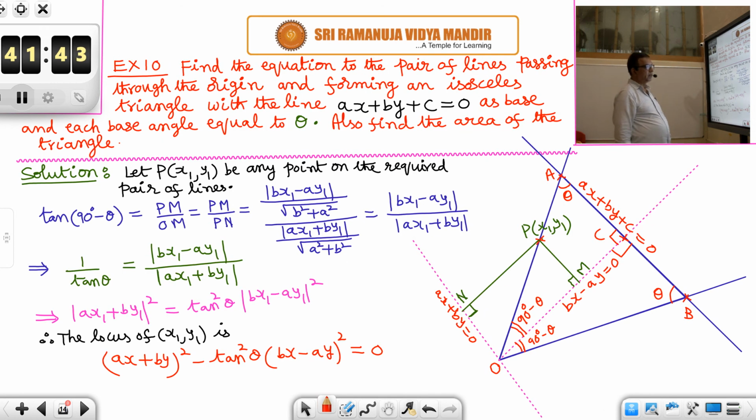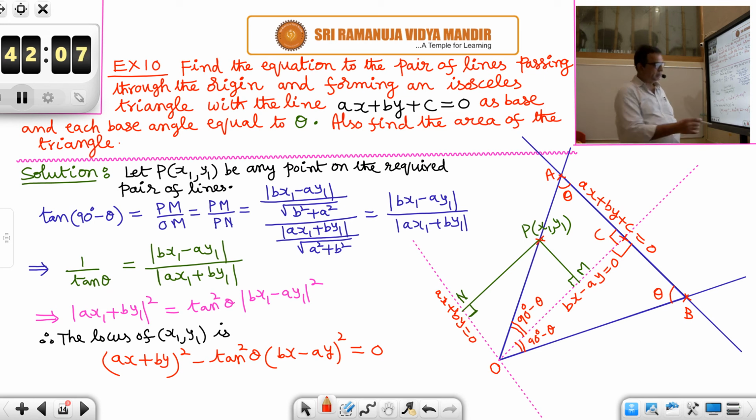Next example. Find the equation to the pair of lines passing through the origin and forming an isosceles triangle with the line ax plus by plus c is equal to 0 as base and each base angle equal to theta. Also find the area of the triangle.